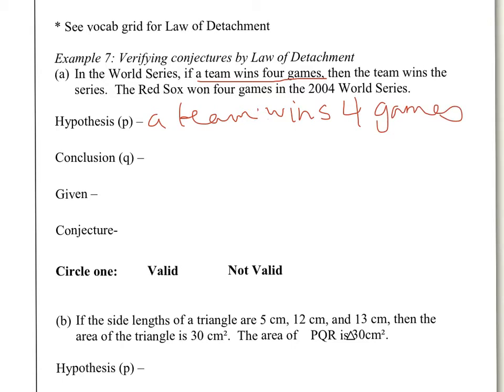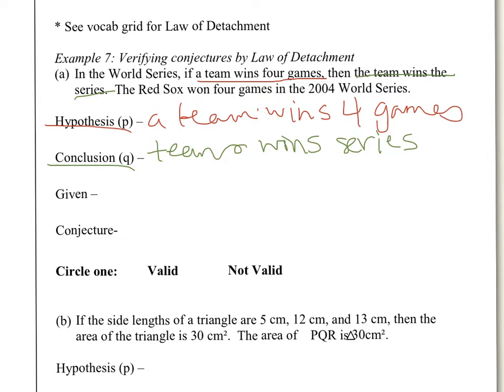Okay, so the hypothesis is the stuff after the word if. It's sandwiched between if and the comma. And then the conclusion, well, if they win 4 games, what happens? So the conclusion is everything after the word then. Well, if a team wins 4 games, then the team wins the series. Okay, so if a team wins 4 games, then the team wins the series.